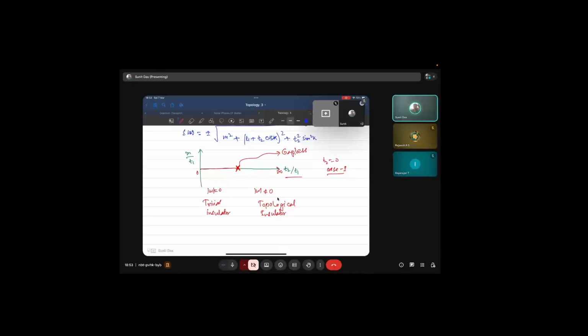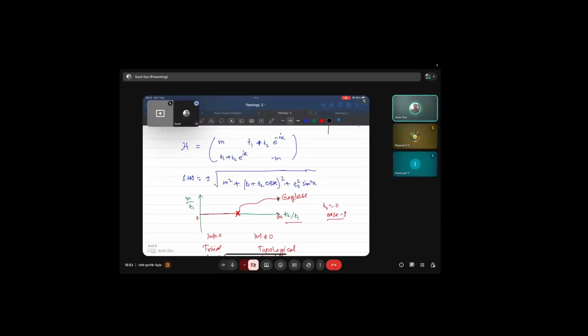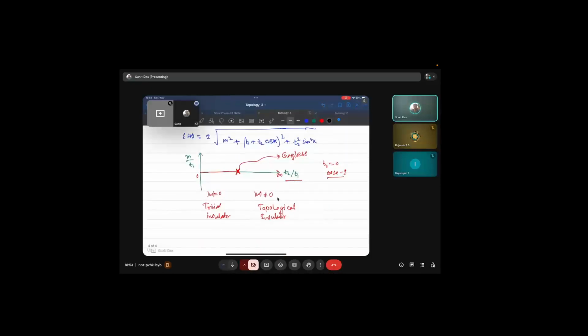Now, we have also drawn another axis along this, which is m by t1. The m is usually called the mass term. Okay, and so this was the case. So here also m by t1 is 0 at this point, right? So this was the earlier case that we considered, when m equal to 0.